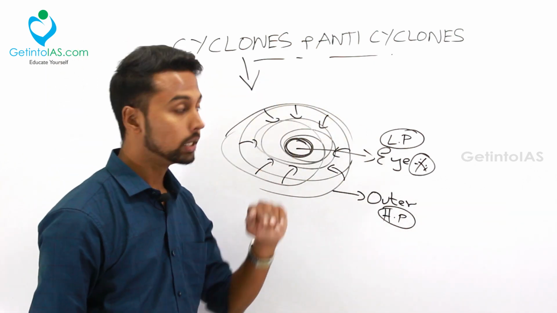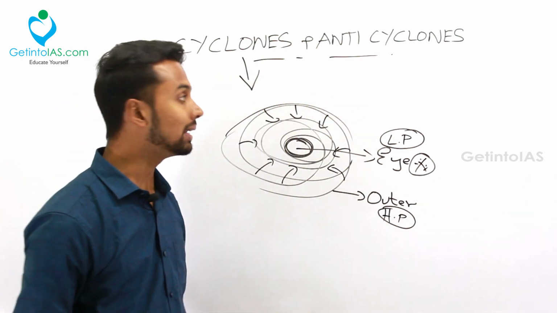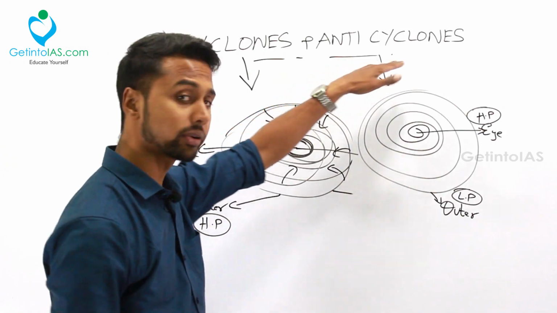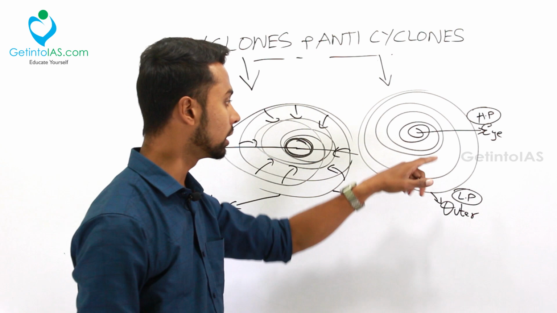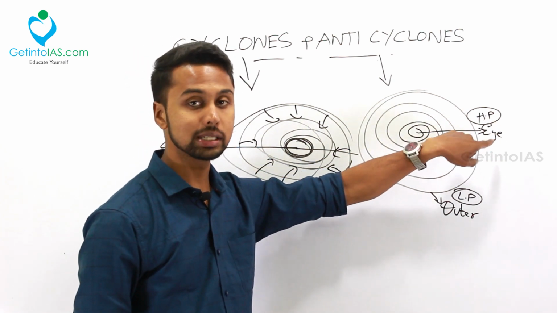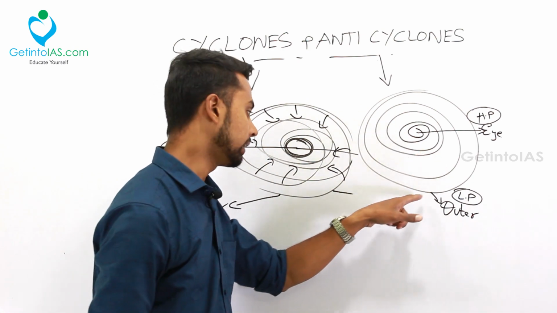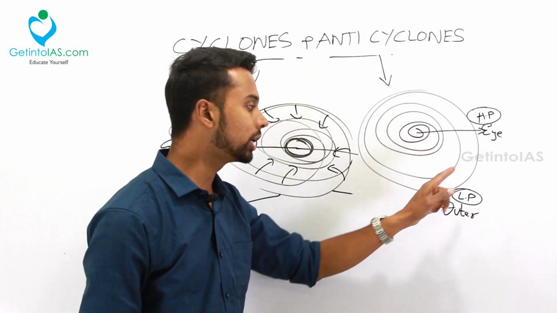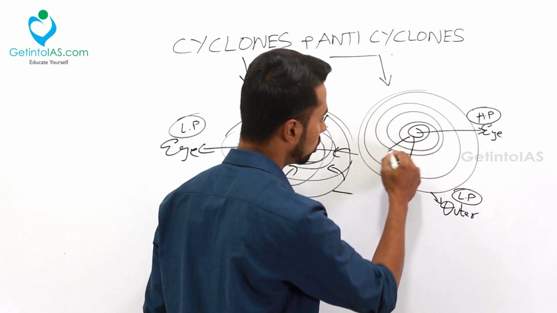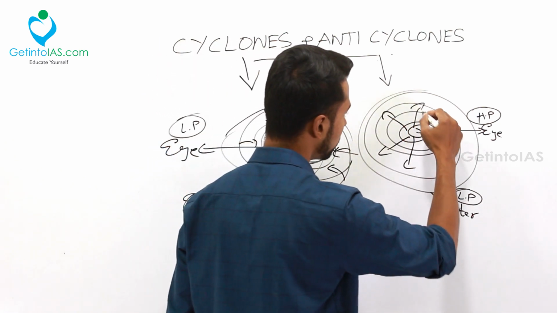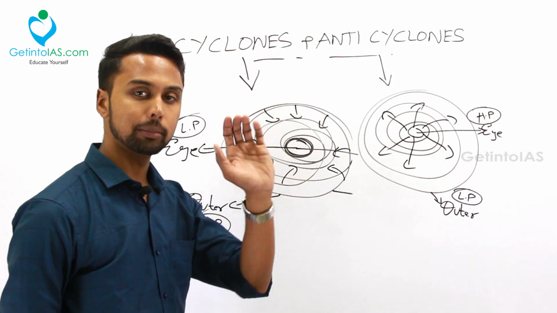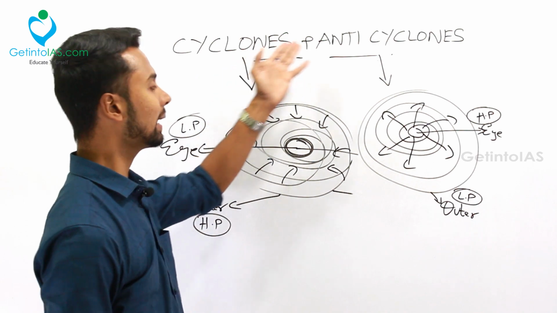So what is the difference of an anticyclone? In an anticyclone, the exact opposite happens. The eye of the anticyclone will be a high pressure area, which means the temperature will be minimum there, and in the outer area the temperature is maximum, so it will experience a low pressure. So always the wind moves from high pressure to low pressure. That is the movement of wind in the anticyclone, and that is the essential, primary difference between a cyclone and an anticyclone.